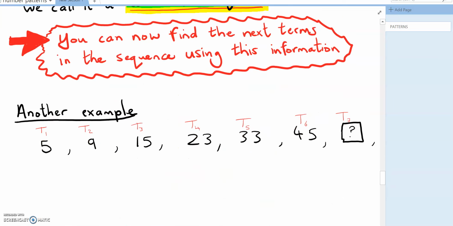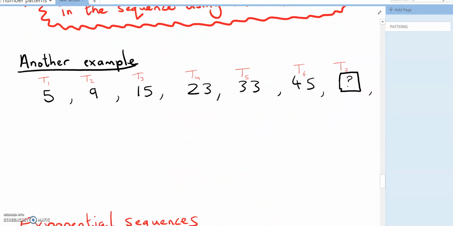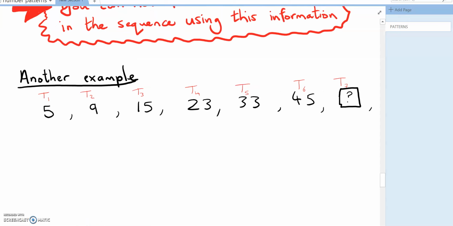Let's try another example. So in this example, I've been given term 1, term 2, term 3, term 4, term 5, all the way up to term 6, but I haven't been given term 7. And I need to find it. Okay, what do I do first? I find the first difference. That's the difference between these numbers. 5 and 9, 9 and 15, 15 and 23, 23 and 33, 33 and 45.